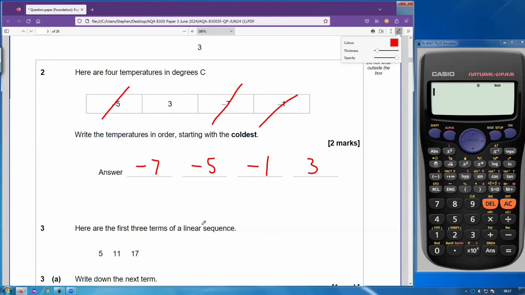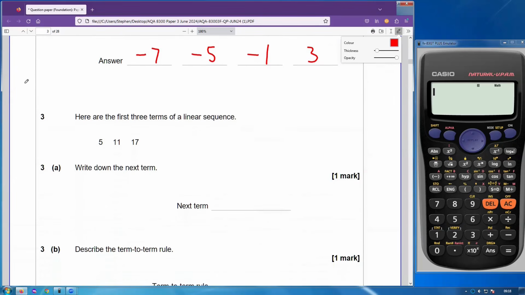Question 3. Here are the first 3 terms of a linear sequence, 5, 11, 17. Write down the next term. So linear is the same as arithmetic sequence. What's the difference between them? It's 6 plus 6 plus 6. Okay, so we have to add 6 onto this. 17 plus 6, it's 1 mark. So that's going to be 23.